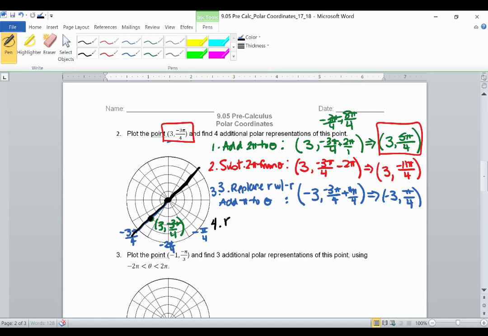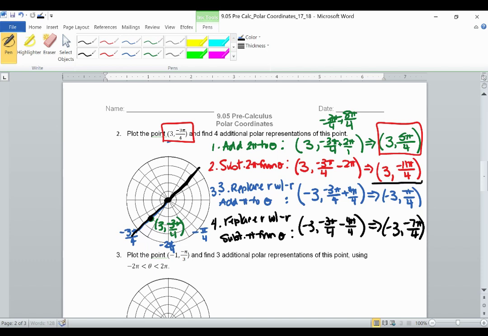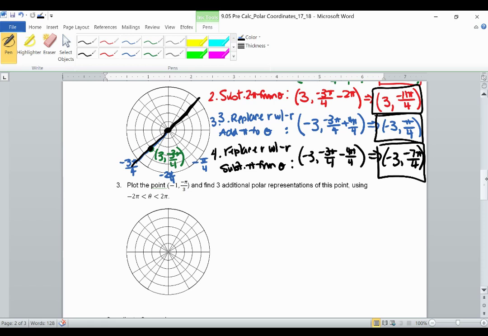And then lastly, we're again going to replace r with negative r, so negate r, but this time we're going to subtract pi from theta. So negative 3, and we'll do negative 3 pi over 4 minus pi, which is negative 4 pi over 4, and we get negative 3 and negative 7 pi over 4. So these are 4 different ways of representing the exact same point. So they all will get you to this point right here.